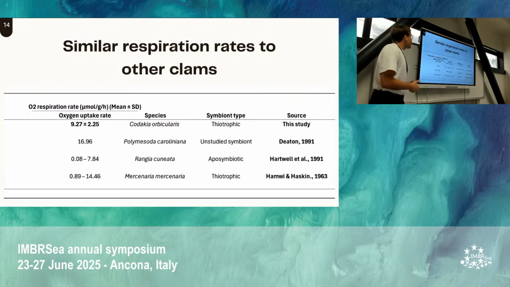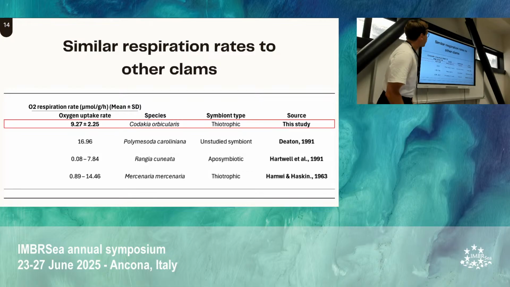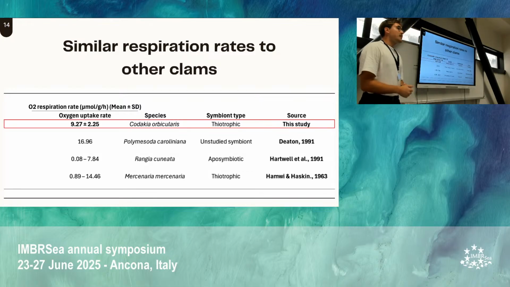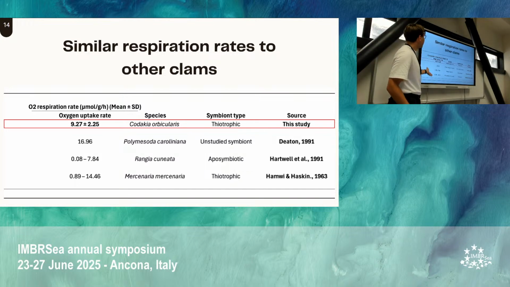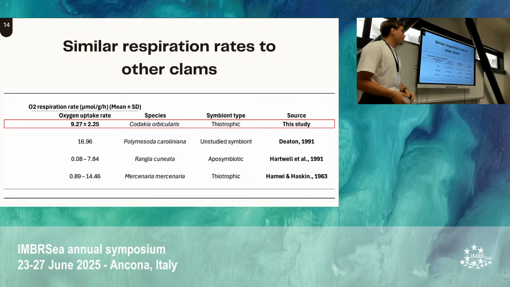And using this data, we managed to actually calculate the respiration rate of Codacea orbicularis. There's been very, very limited work on respiration rate on lucinid clams in general. This is the second study to do so, and we're the first one to quantify it in this way. So we had to rely on previous studies of other clams to see if our results are reasonable and if the system works as intended. But as you can see here, we are fairly close in oxygen uptake rate to a lot of other studies.